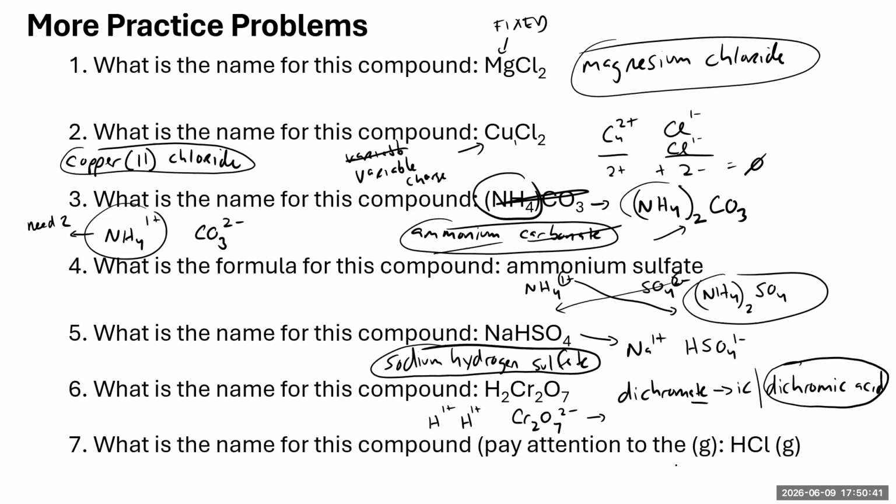What's the name for this compound? Pay attention to that H, right? Normally, if it was an acid, it would be hydrochloric. But since it's not, it's just hydrogen chloride. All right. Well, it's a lot of practice problems. Hopefully that gets you through, and you can use these to find other ones.